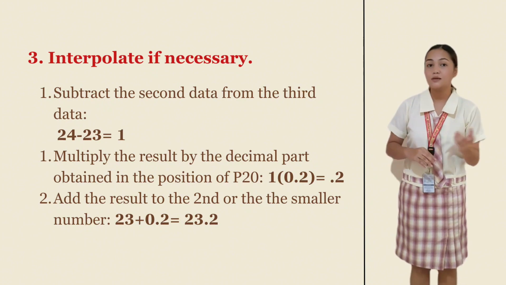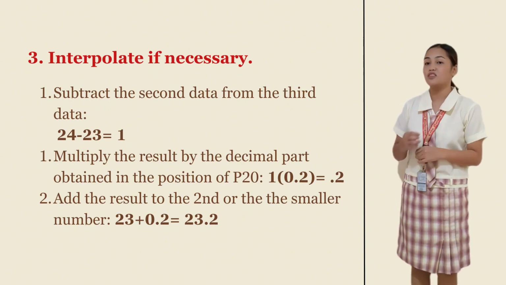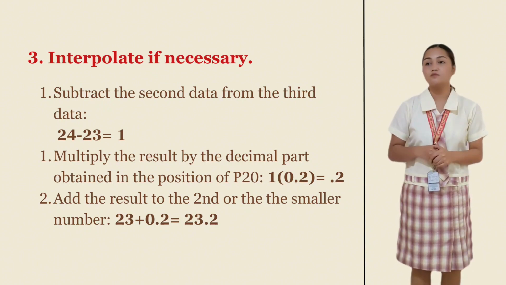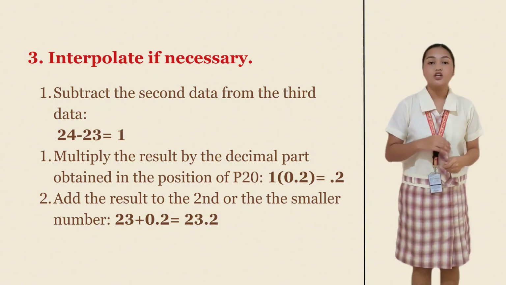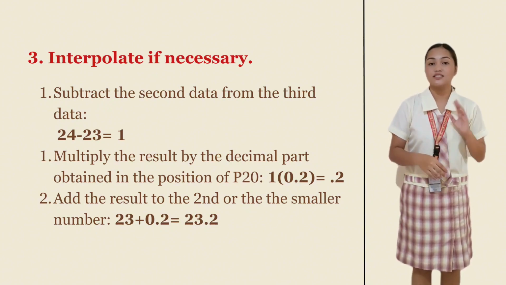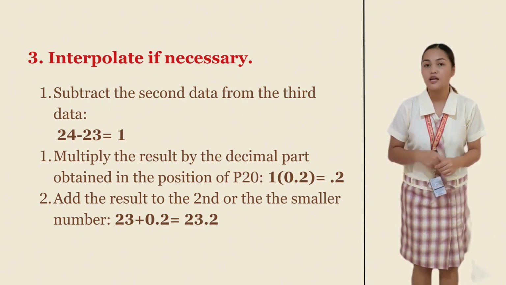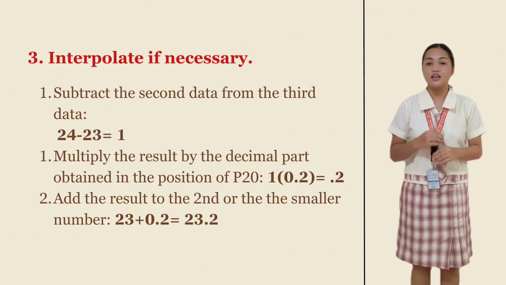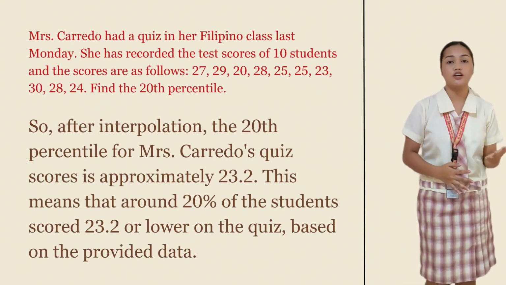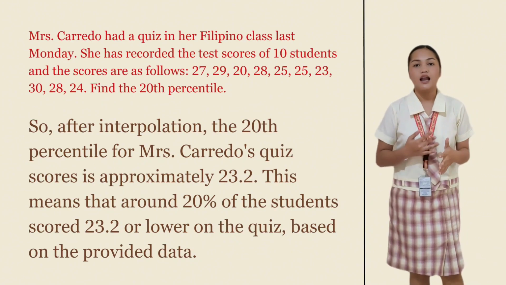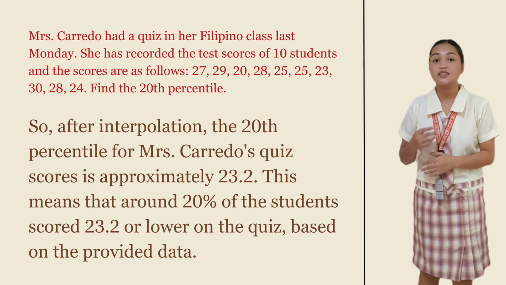Very good. And we multiply the result by the decimal part obtained in the position of the 20th percentile. So 1 times 0.2 is equal to 0.2. And again, we add the result to the second, or the smallest number. So the smallest number is 23, plus 0.2, is equal to 23.2. Very good. So after interpolation, the 20th percentile for Mrs. Carrido's quiz scores is approximately 23.2.